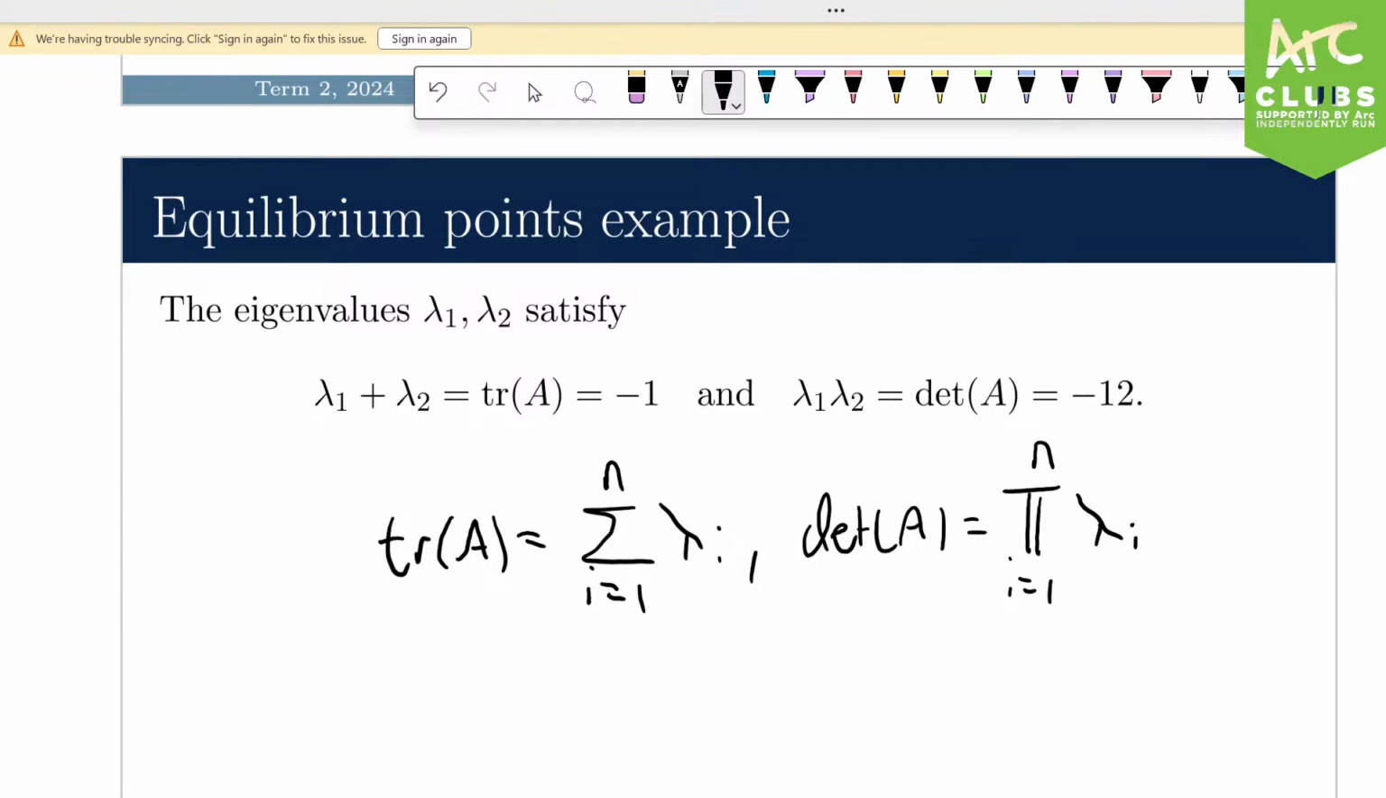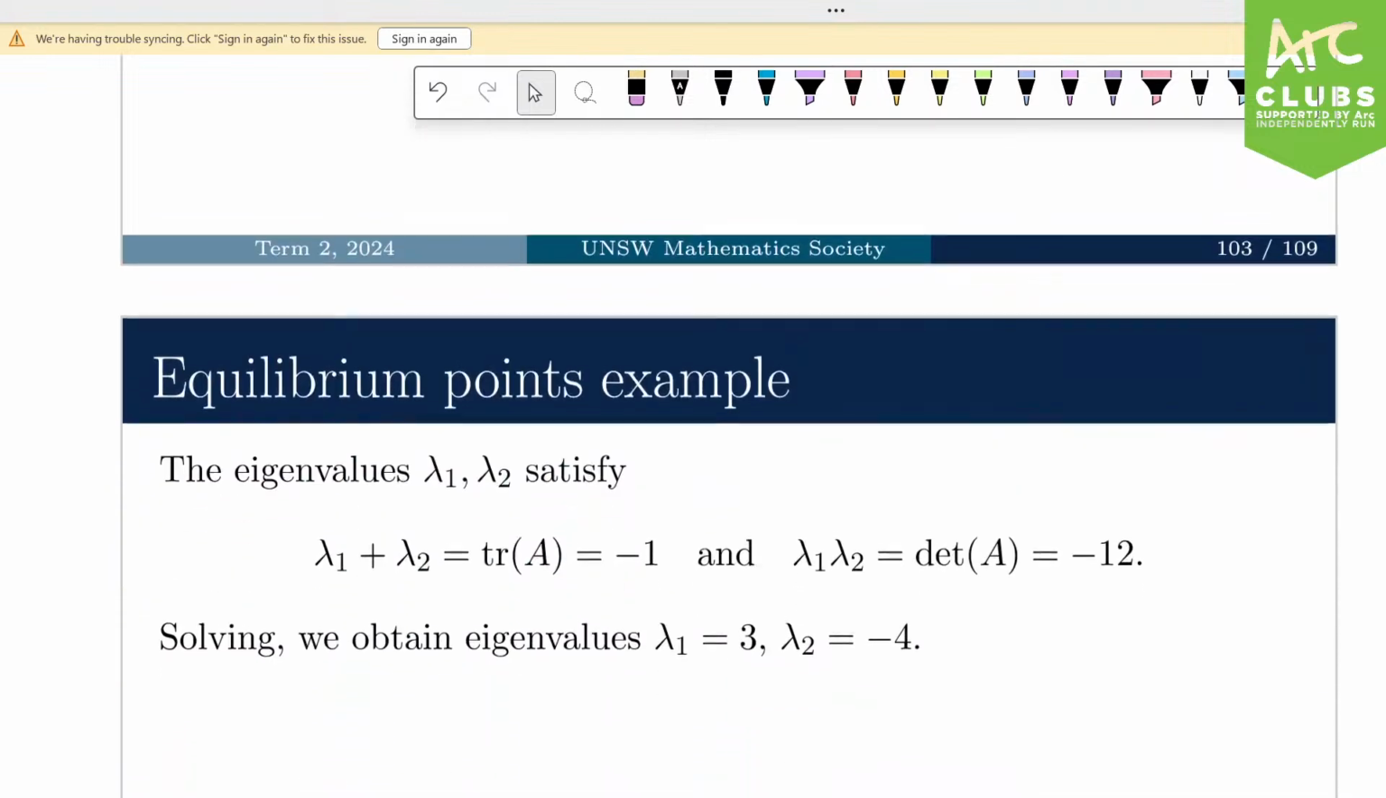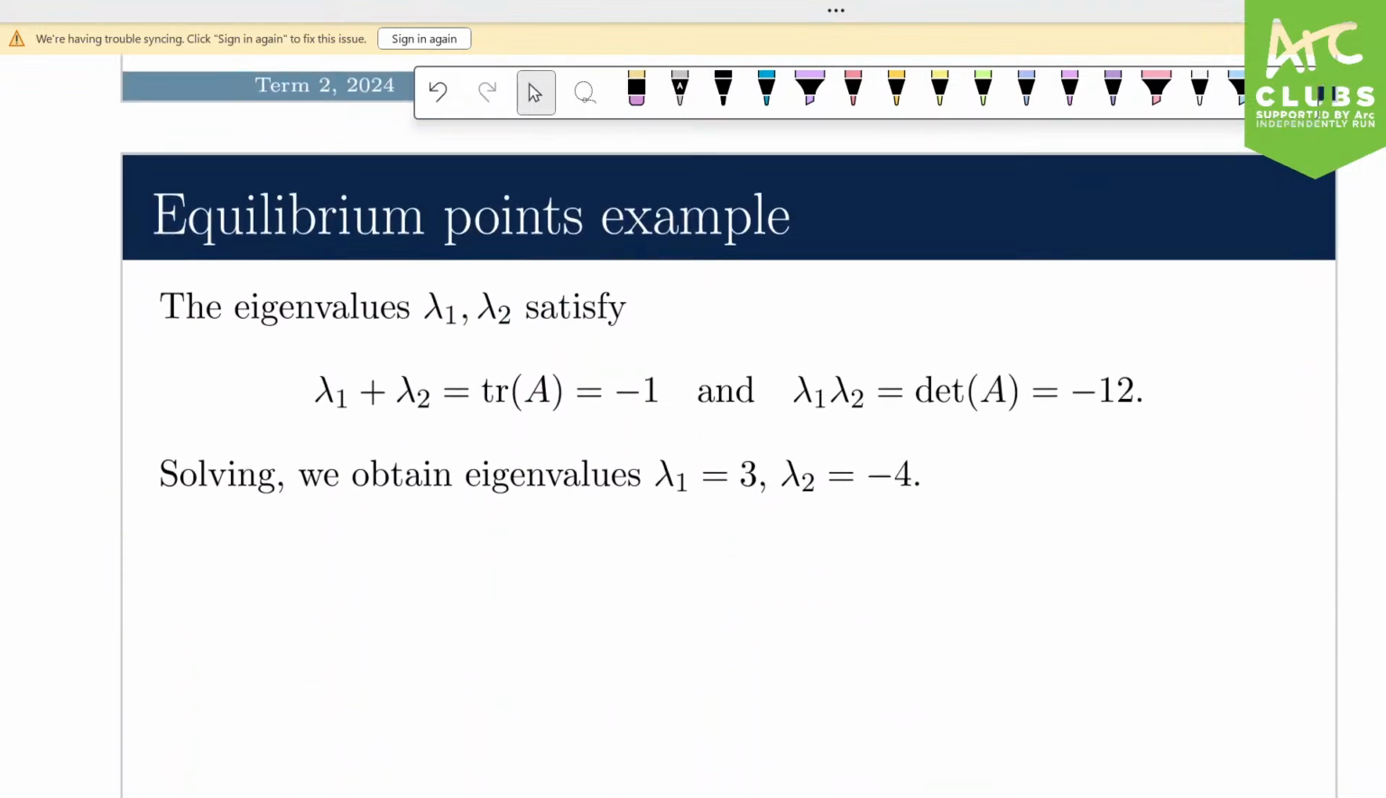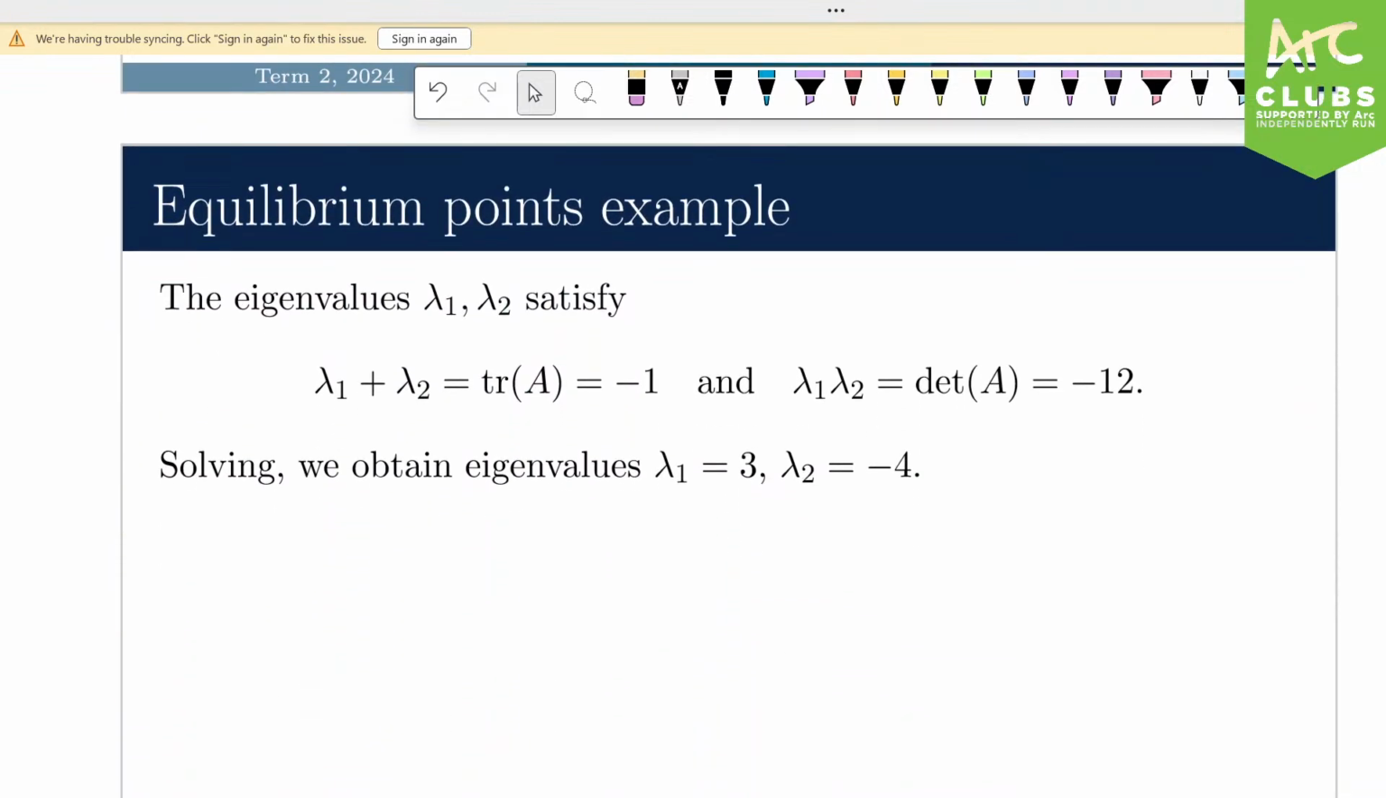So yeah, this trivializes a lot. We can avoid the characteristic polynomial entirely, and by inspection you can do this. You just go, okay, lambda 1 plus lambda 2 is going to be negative 1, and if I multiply the two together I get negative 12. So maybe I'm looking at negative 4 and 3, which is exactly what we're looking at. So we'll say eigenvalues: lambda 1 is 3, lambda 2 is negative 4.